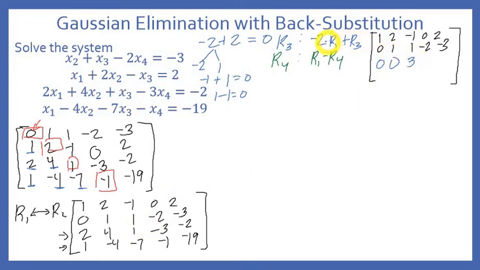There you go. Negative 2 times 0 is 0 plus negative 3 is negative 3. Negative 2 times 2 is negative 4 plus negative 2 is negative 6. Similarly, we'll just have row 1 minus row 4. So 1 minus 1 is 0. 2 minus negative 4 is 6. Negative 1 minus negative 7 is also 6.